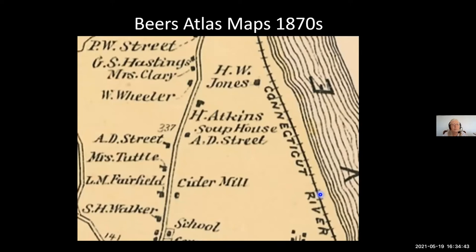And there's a close-up that gives you names. The women, of course, never had first names, but Mrs. Tuttle lived here. Mrs. Clary lived here. And most everybody else just has an initial. We've got a soup house. We've got a cider mill. We've got a school. So this helps us understand the neighborhood, both with the people and with what was going on there.